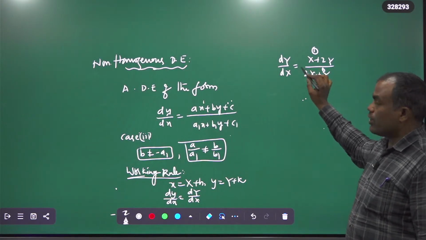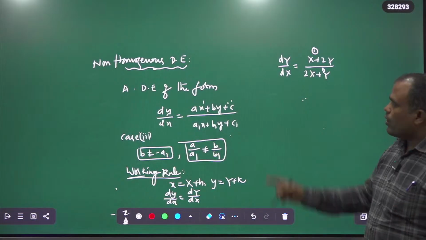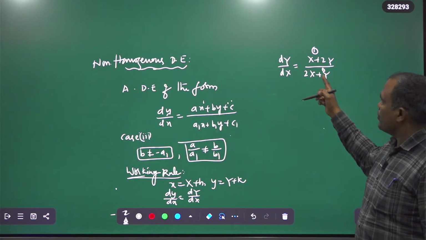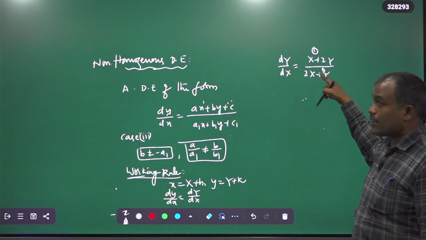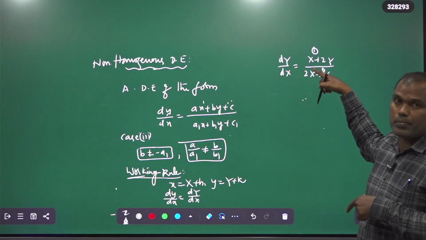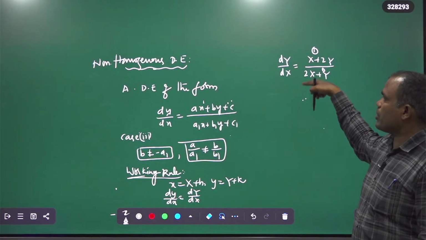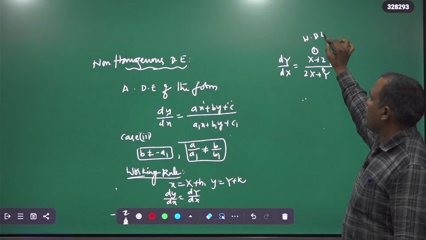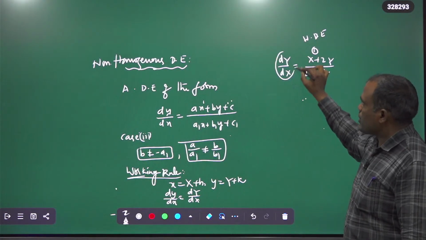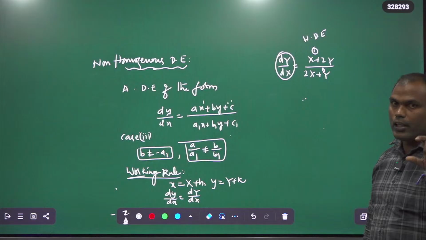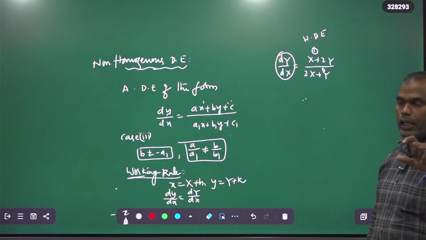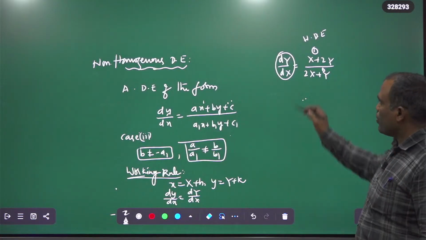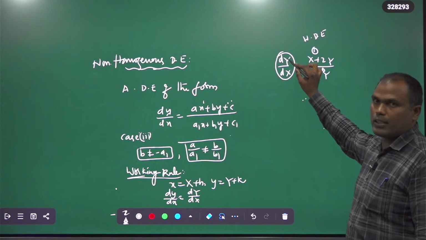A differential equation having dy by dx equal to f of x comma y by g of x comma y, with the degree also the same, is called a homogeneous differential equation. Now, whenever a homogeneous differential equation is given, first we should observe the LHS. On the LHS, dy by dx is there.